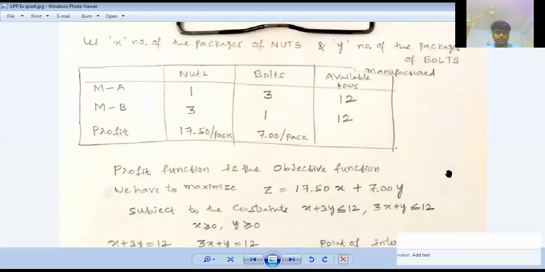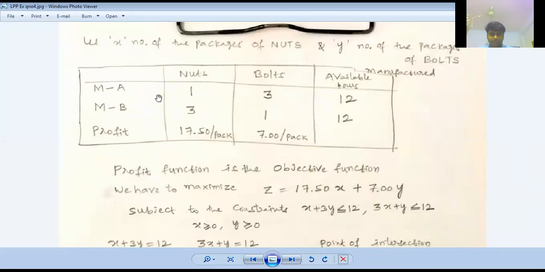Now see here. Let X be the number of packets of nuts and Y be the number of packets of bolts. First of all, we have to start every LPP problem solution with taking X, Y. X is the number of packets of nuts, Y is the number of packets of bolts. And take a table for nuts, bolts, available hours. How many hours is each machine available? 12 hours. That was given in the question.